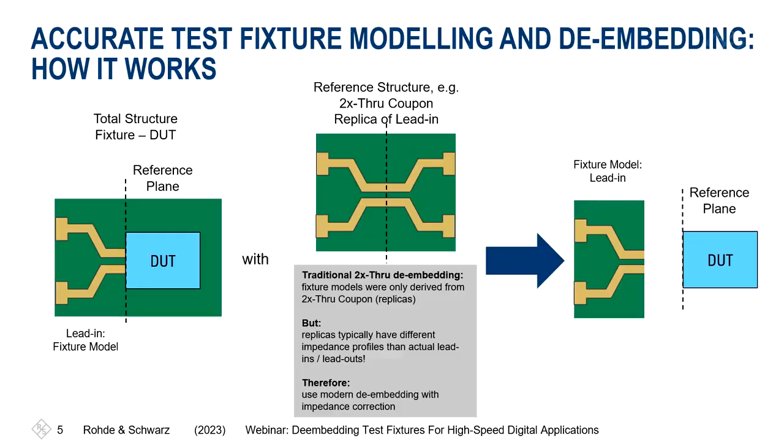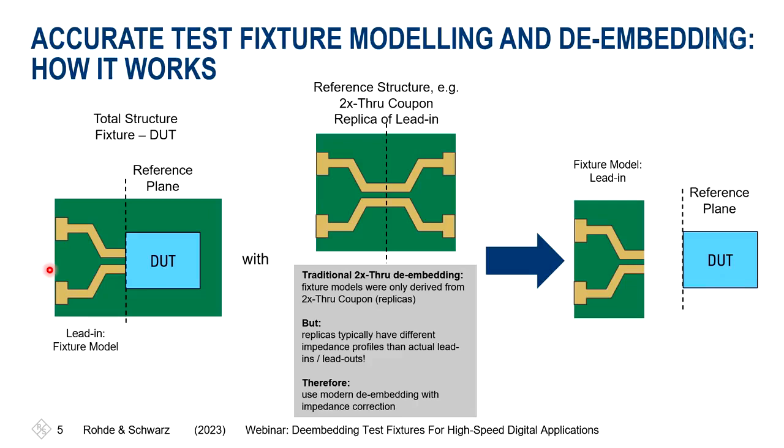Before we go into the details, maybe a quick recap in terms of test fixture modeling and de-embedding. This slide here shows the structure that we have. We have a device under test. This device under test does not have a coaxial connector. It requires a lead-in and a test fixture to adapt the non-coaxial connector to a coaxial connector. This is what we see here on this side.